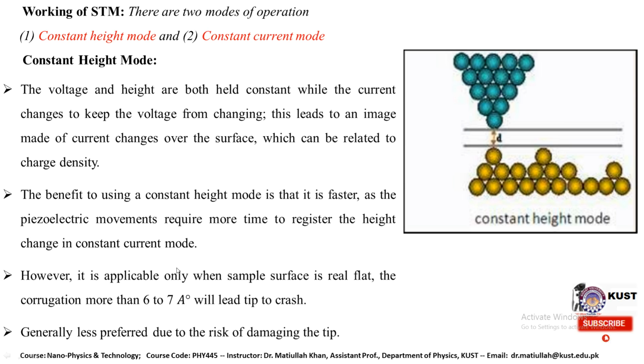This constant height mode is applicable only when the sample is really very flat, because corrugations of more than 6 to 7 angstrom will crash the tip, so it is generally less preferred due to the risk of damaging the tip.